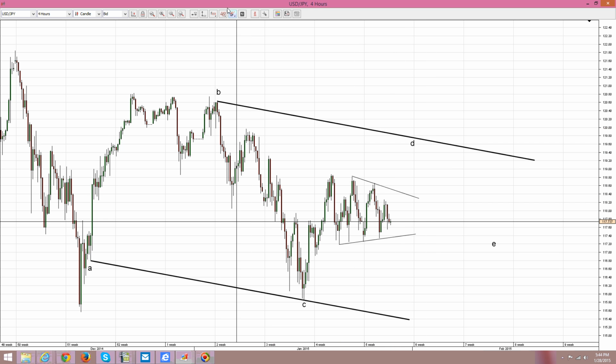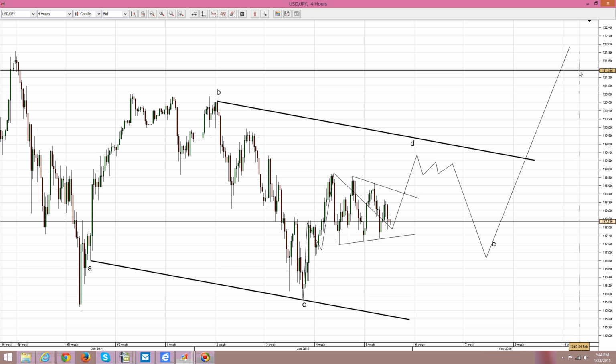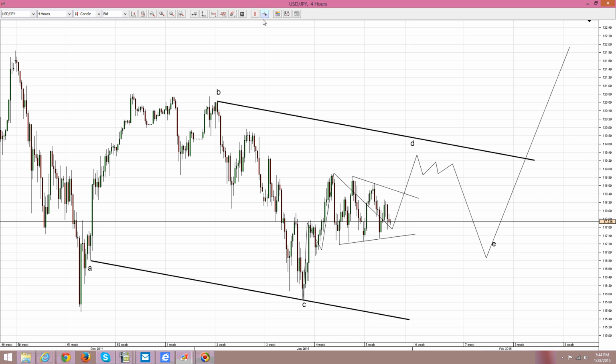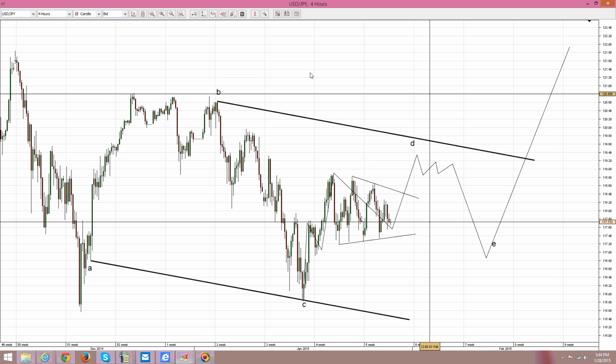Normally this should be labeled like this: A, B, C, and then the X wave in here, and then another A, B, C, D, E, and then the market to go for the E wave, and then the triangle to break higher. Well, at least this is how a double combination should look like for the D wave to the upside.